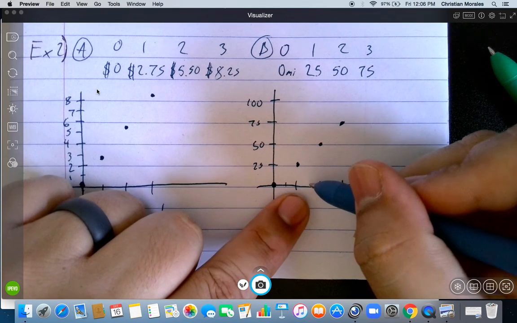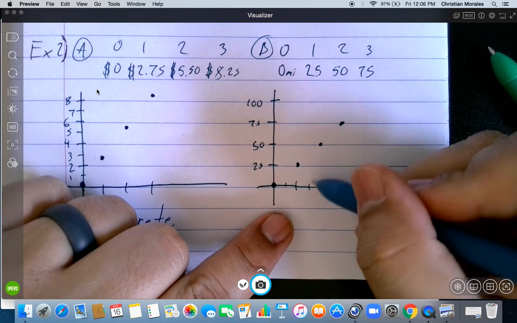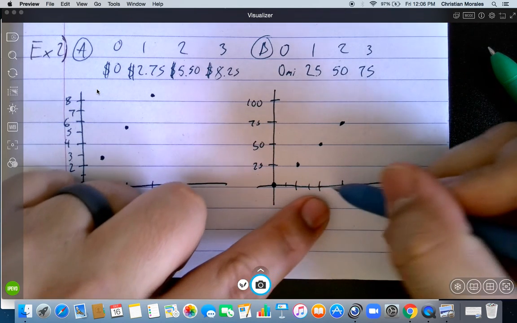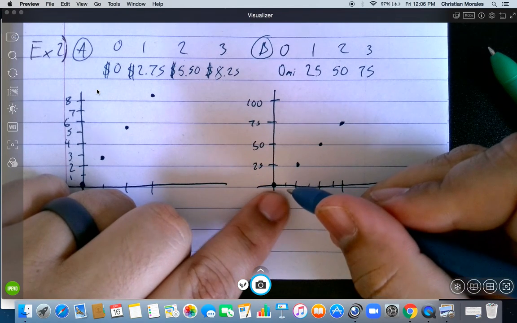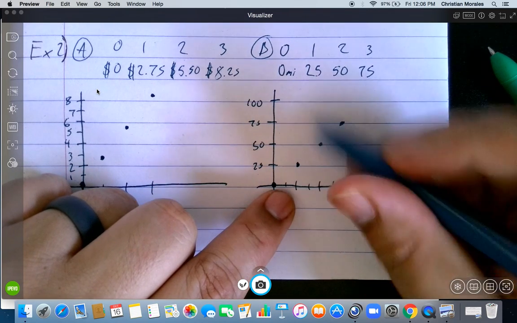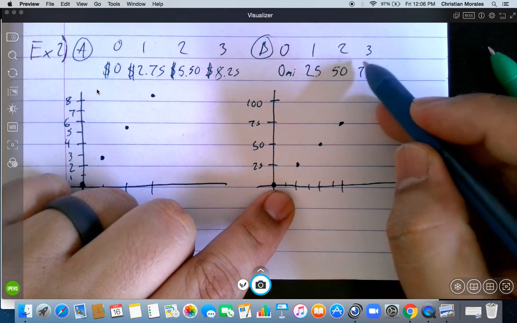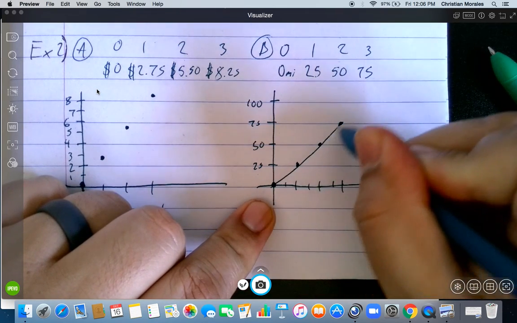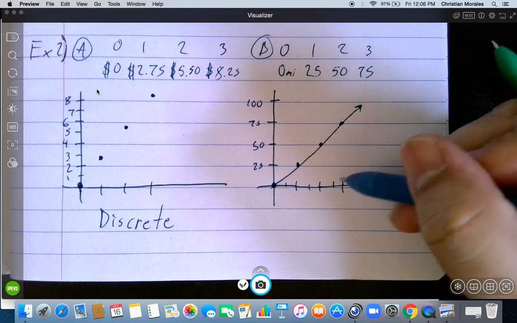Can you put in 1.5 gallons of gas? Yeah. Even though you don't have the prices, you can still do it. You can still put 2.5 or 2.25. So because you can actually put numbers in between 0, 1, and 2, you're not limited to these numbers. You connect that line.